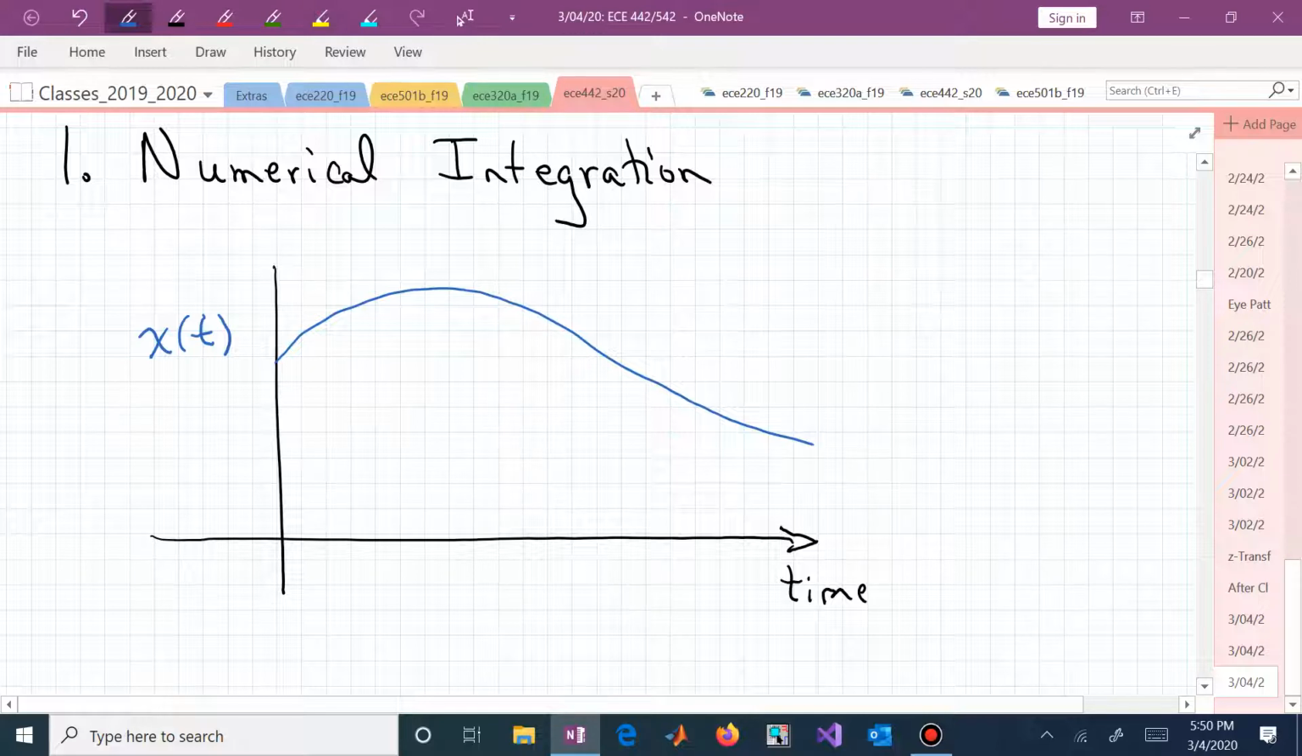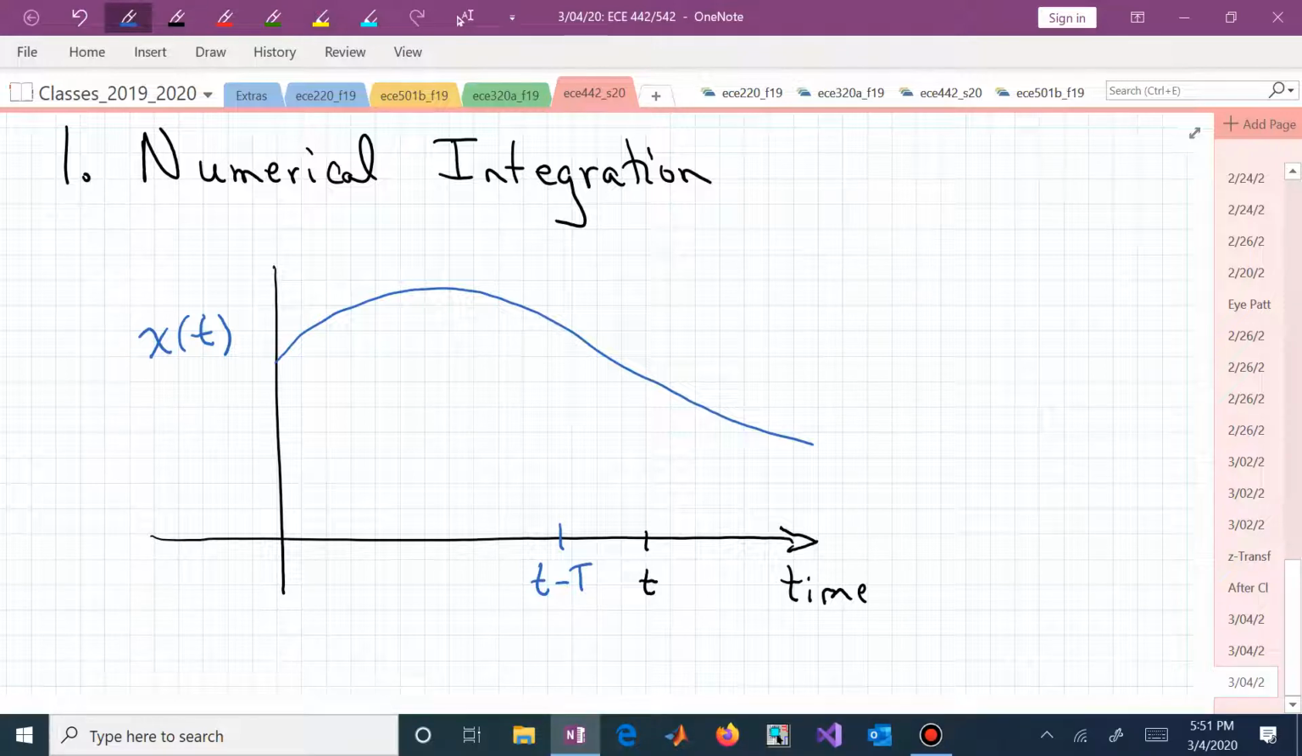Numerical integration, we are trying to find the area under that curve numerically. And the way that we will do it is by chopping up our time axis. And if we chop up our time axis, let's say here is time t minus capital T, and here is time t.